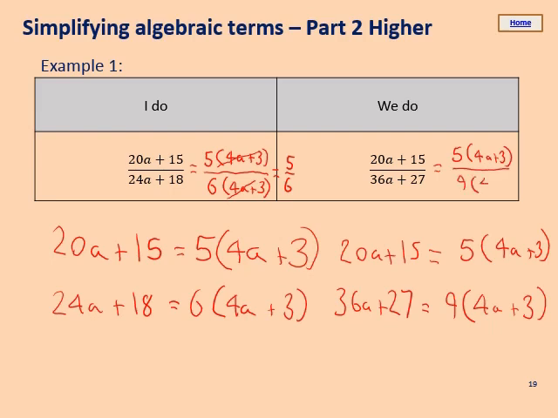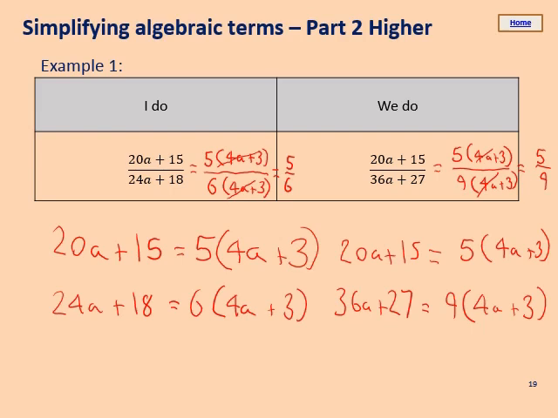So that's what my fraction looks like now that I've factorised it. Again, we've got 4a plus 3 on the top and 4a plus 3 on the bottom. Those two can cancel each other out because we're just dividing the same number by itself, which equals 1. So we're left with just the 5 and the 9, so it's 5 over 9. If you got this right, you're doing really well, because as I said before, this is a more challenging lesson on a higher topic. So if you're getting this right, you're doing really, really well.